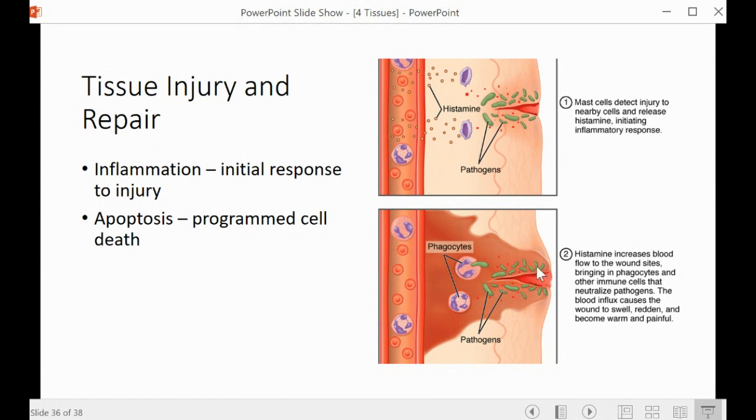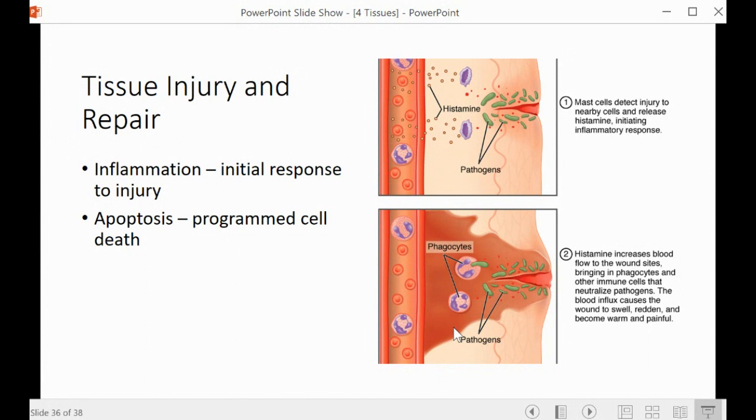Okay? So what does histamine do? It increases the blood flow to that area. It's going to bring in phagocytes. Phagocytes are white blood cells that help to neutralize any pathogens. The blood influx is going to cause that wound to swell, right? If I bring more fluid to an area, it's going to swell, and blood is fluid, right? So it's going to swell up and get bigger.